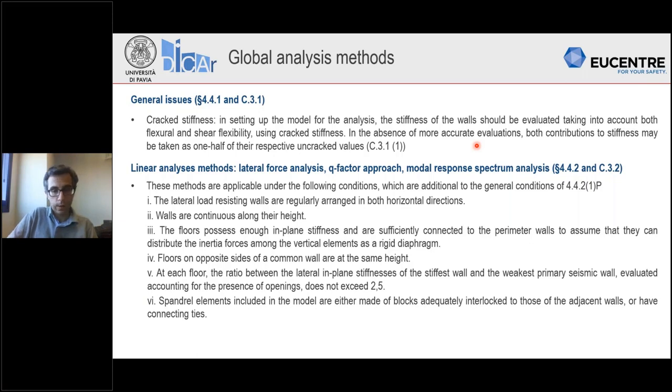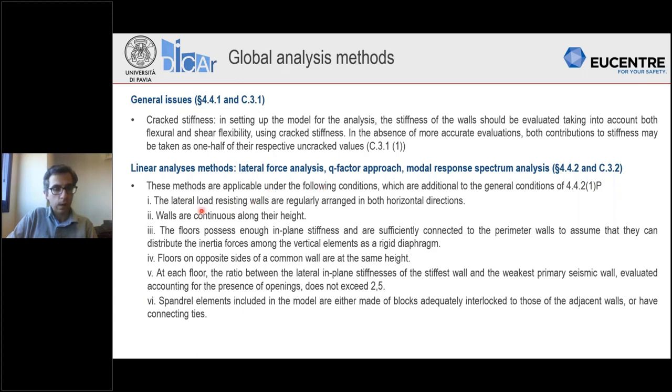In absence of accurate evaluation, you are required to use a crack stiffness equal to 1/2 of the corresponding uncracked stiffness. Then Eurocode 8 is listing the possible analysis methods, subdividing between linear analysis methods and nonlinear ones. Among the linear analysis methods, we have the lateral force analysis, the Q-factor approach, and the modal response spectrum analysis.